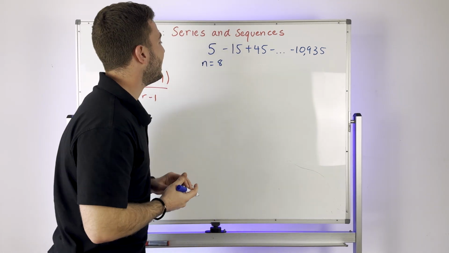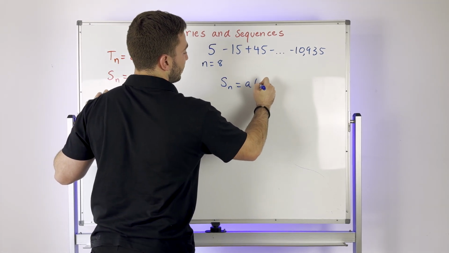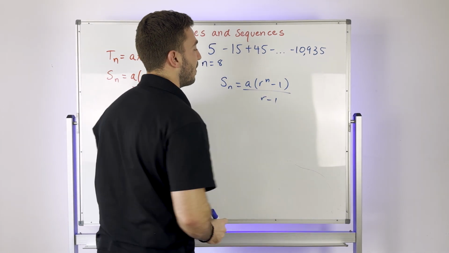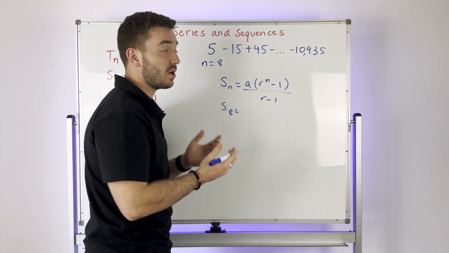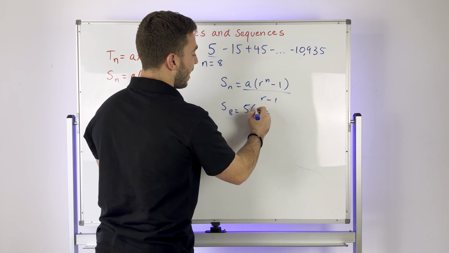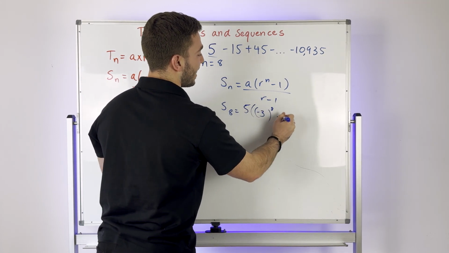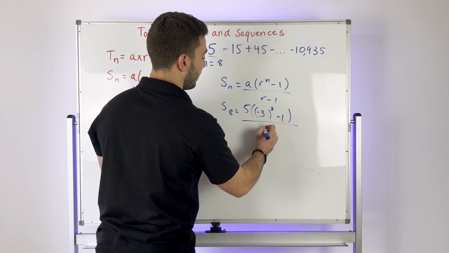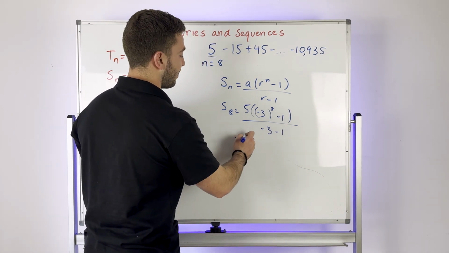Okay, so we had n is equal to 8. Now our formula, the sum is going to equal the first term multiplied by r to the n minus 1 over r minus 1. So subbing in everything that we have, the sum of the 8 terms of this geometric series is equal to the first term, 5, multiplied by r, which we know is negative 3, to the power of 8, as there are 8 terms, minus 1, over r minus 1, which is going to be minus 3 minus 1.